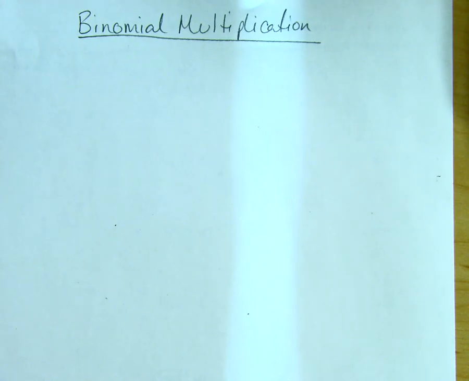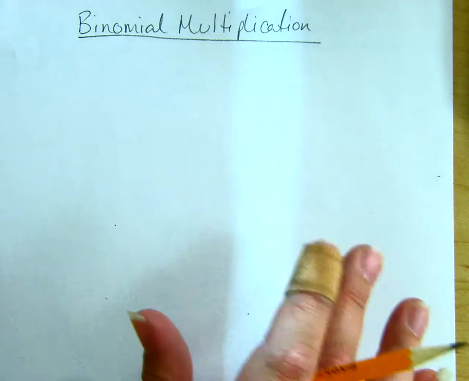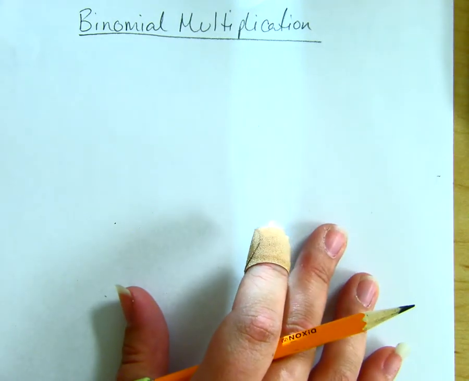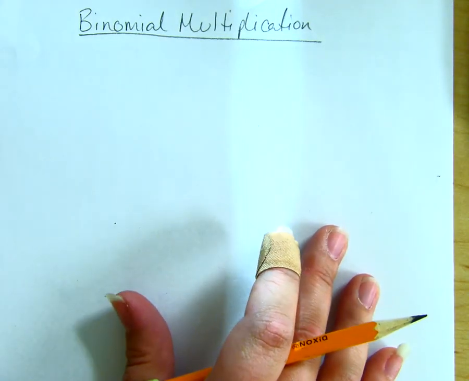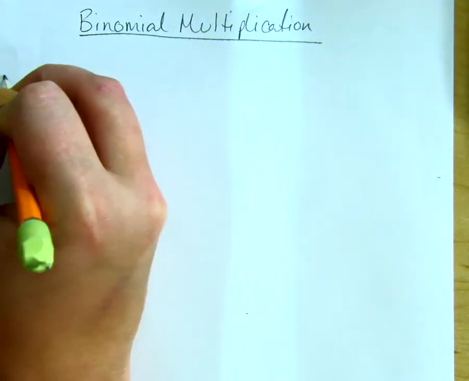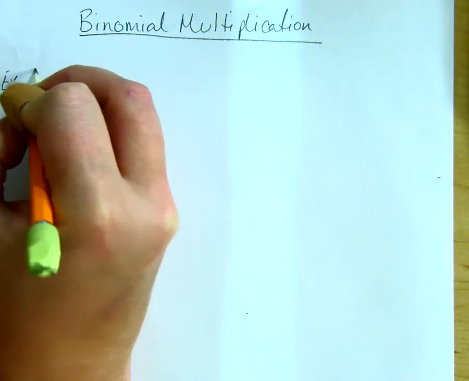Okay, today we're going to talk about binomial multiplication. We're going to start out with a very short review of monomial multiplication and monomial distribution. So you've already seen a couple examples like example 1 and example 2.